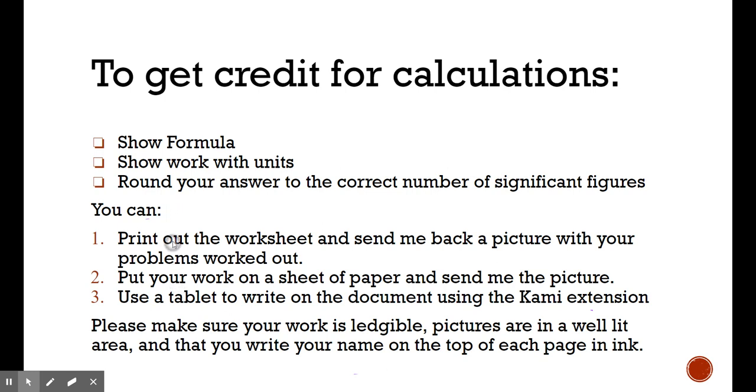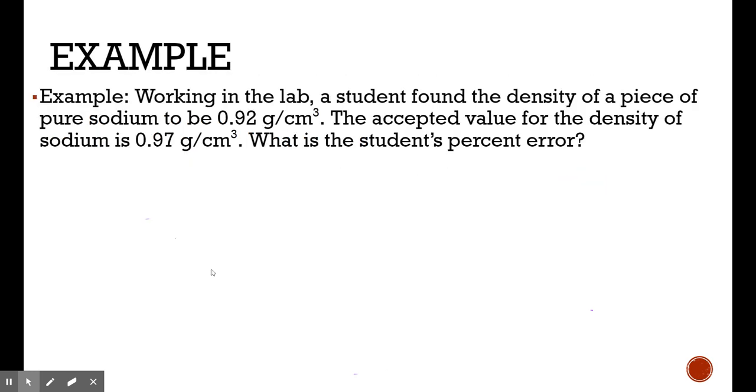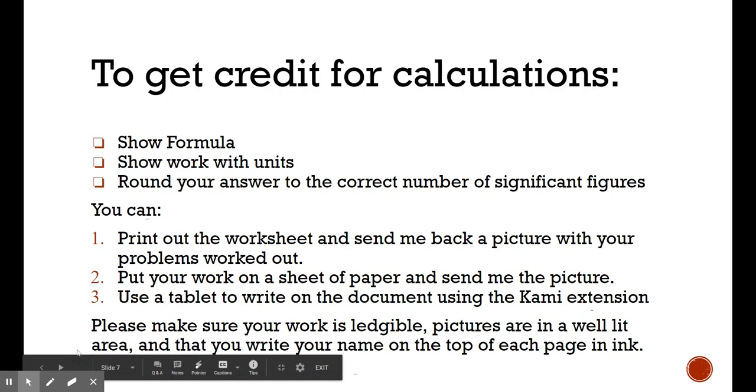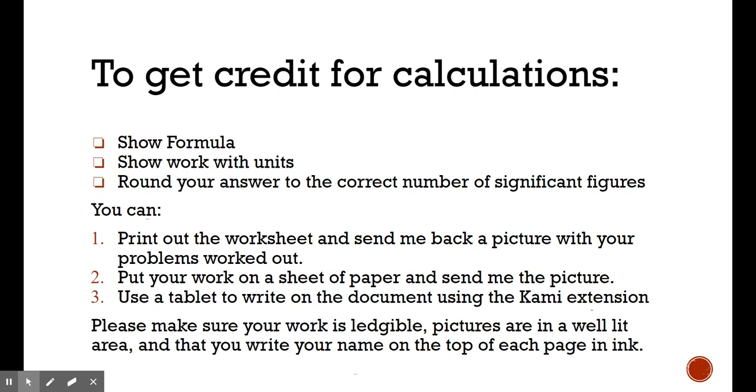These are 3 options for how you do your homework tonight. You may print out the worksheet and send me back a picture with your problems worked out. You may put your work on a separate sheet of paper and send me the picture and attach it to your document. Or you may use a tablet to write on the document using the Kami extension. Please make sure that no matter how you do your work, it is legible, and that when you take a picture, it is in a well-lit area. And please write your name on top of each page in ink.